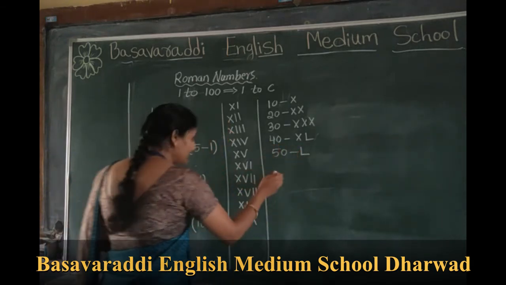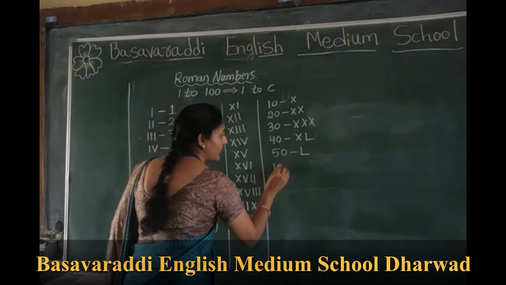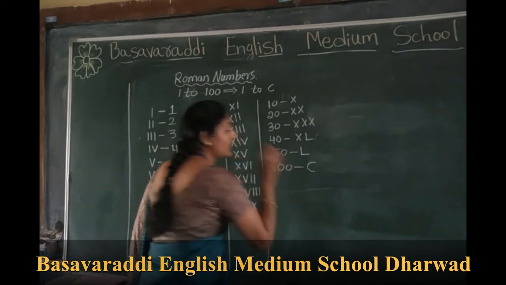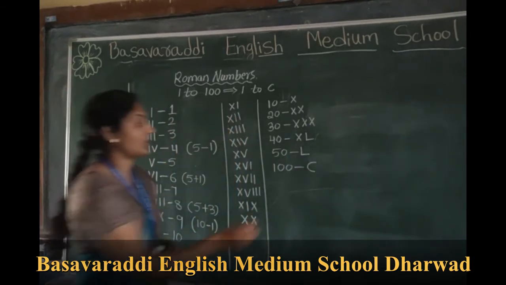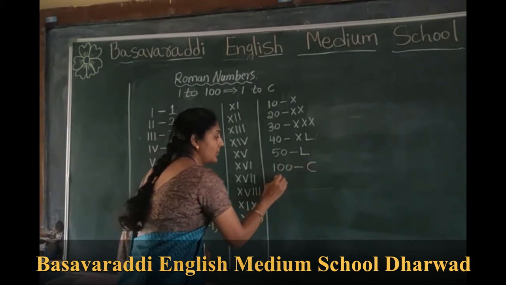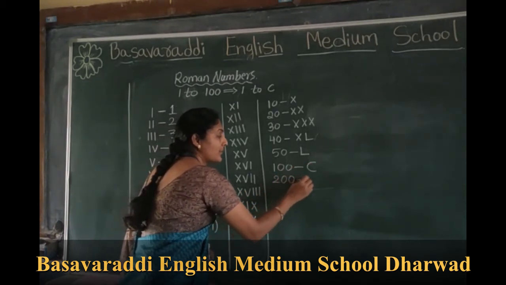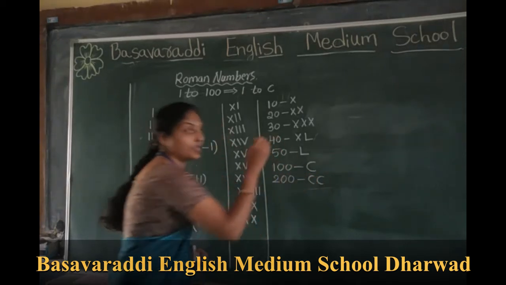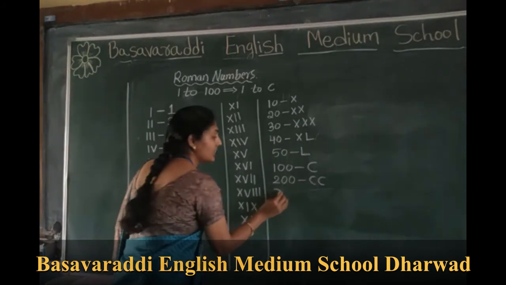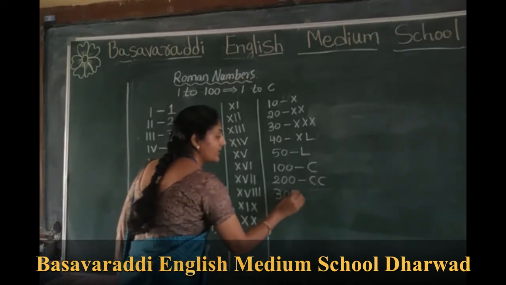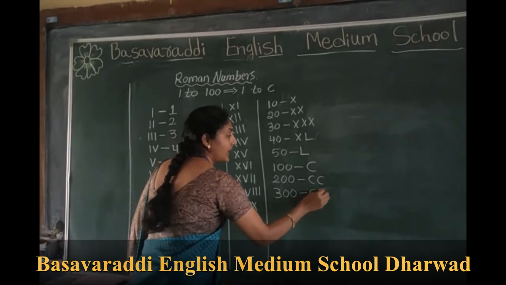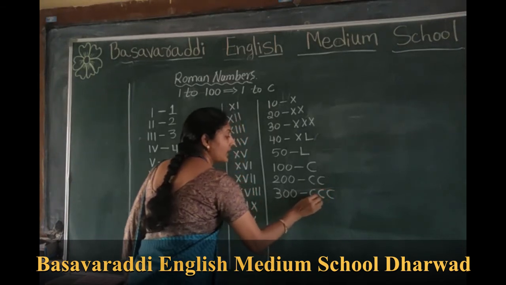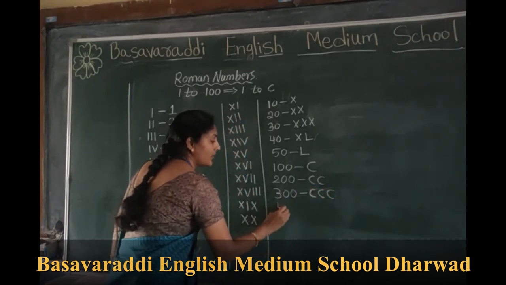Next, 100. What is the value of the 100 here? The value of the 100 is C in the Roman numeral. The C shows the 100 value. Next, 200. C, 2C. The symbols are repeated. The Roman numerals are repeated. Again, 300. How to write the 300? 3 times C. The symbols are repeated again. It shows the 300.